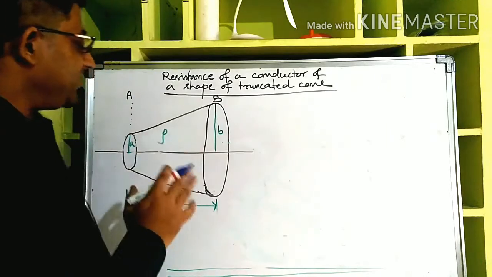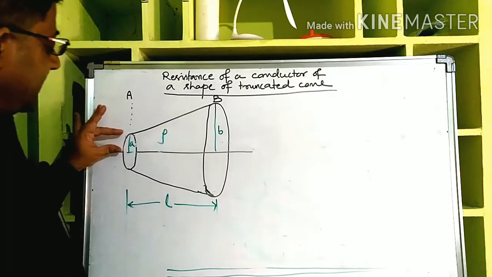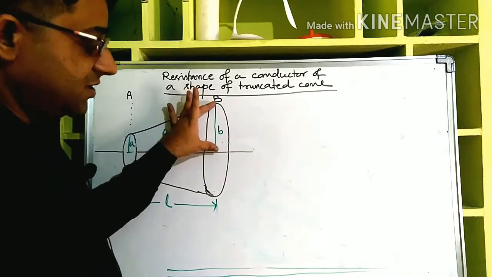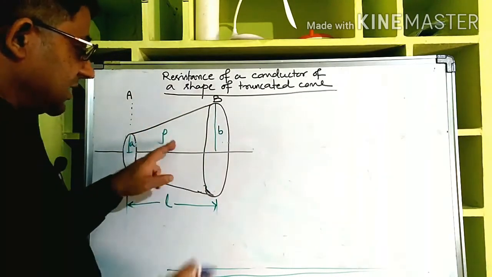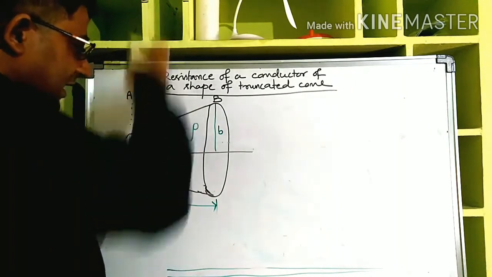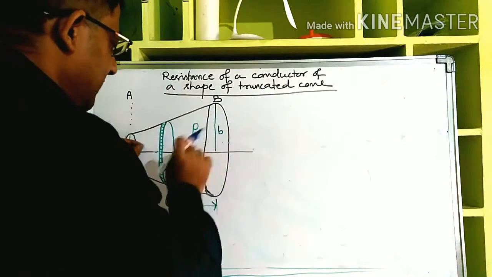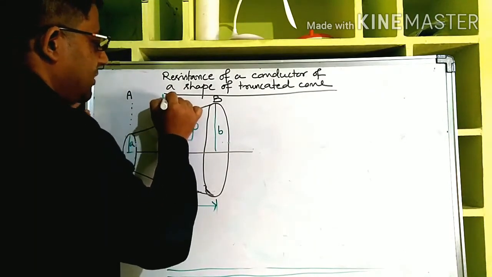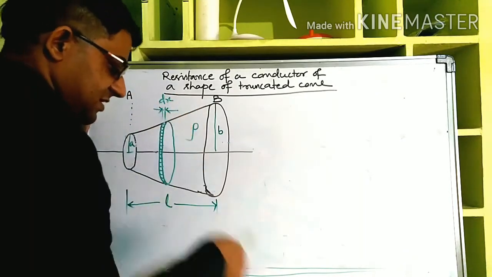Anyway, to derive the resistance, let us observe what is given in the question. The area of cross section here is small a, the area of cross section here is small b, the specific resistance of the material of the conductor is rho, and the length of the conductor is L. If we cut this truncated cone in between, small discs will come out, right? So let us imagine a disc of small thickness, let us say dx.